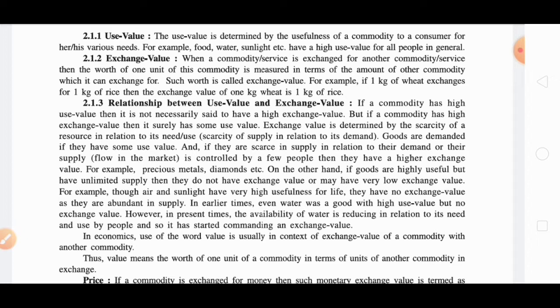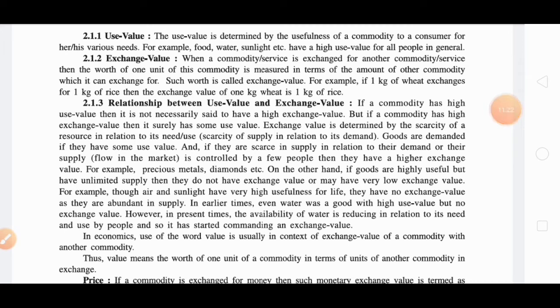For example, if 1 kg of wheat exchanges for 1 kg of rice, then the exchange value of 1 kg wheat is 1 kg of rice. So this will be the exchange value between two commodities, where if we have to purchase, or if we have to buy one commodity, then we have to sacrifice, or we have to exchange another commodity. And that's why when we are getting something in return for some goods, it is called the exchange value for that product.